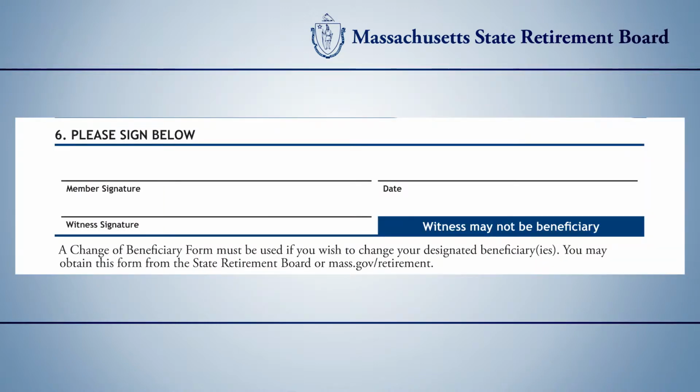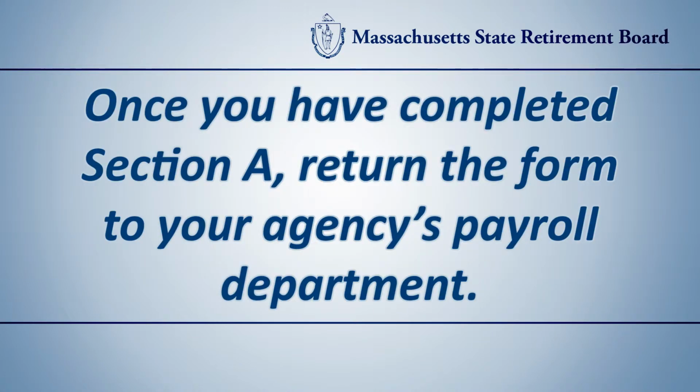In subsection 6, be sure to sign and date the form. This form also requires a witness signature. Note, your witness may not be listed as a beneficiary on the form, otherwise the form will be invalid. Once you have completed Section A, signed and dated the form, return the form to your agency's payroll department.